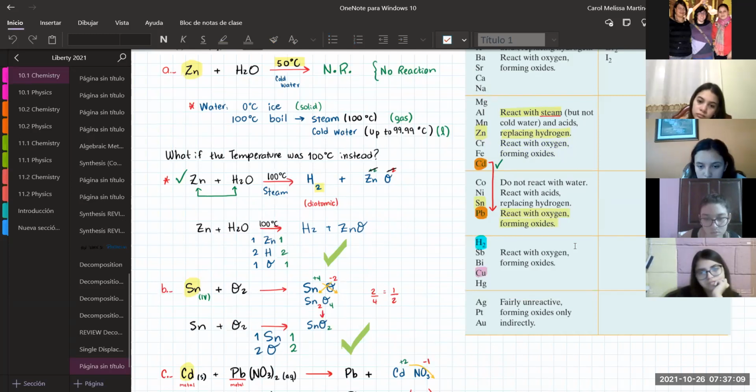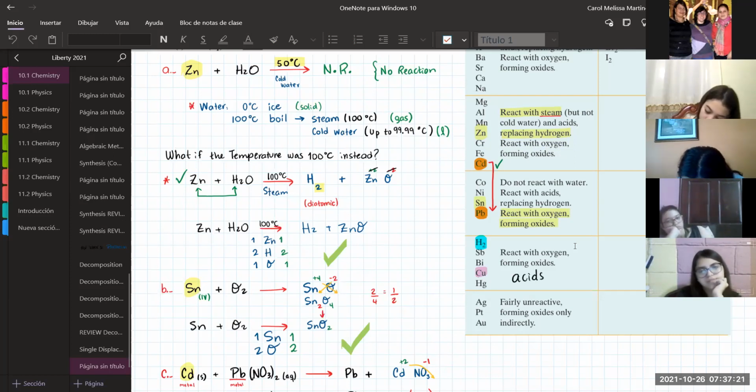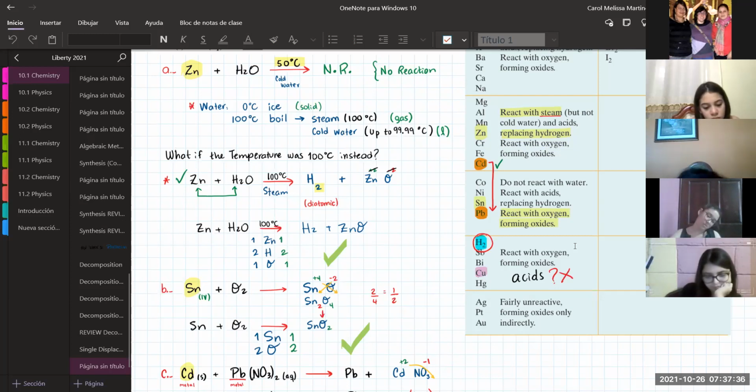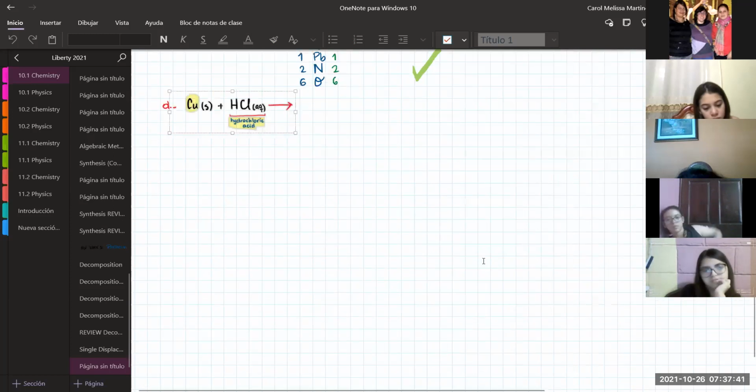So there are 2 reasons to believe the reaction won't occur in this example. 1, because it doesn't say anything about acids right here. Also the position of hydrogen. So you have 2 reasons to know that this reaction won't take place, okay? It doesn't say anything about acids, but hydrogen is above, so it cannot be replaced by copper. So what we say is no reaction.